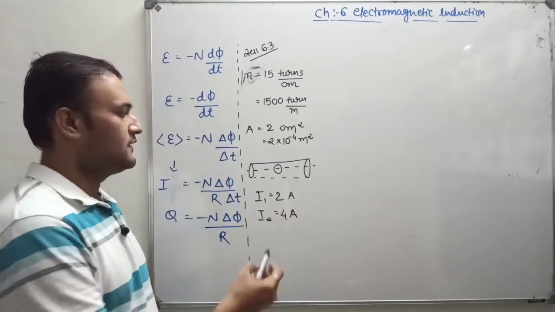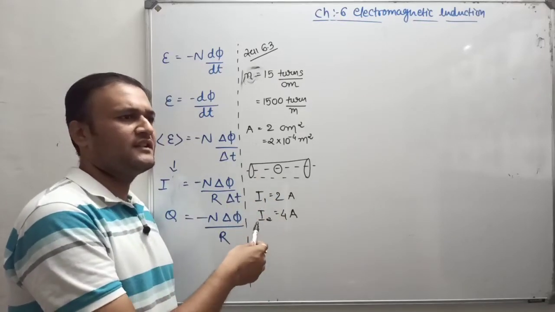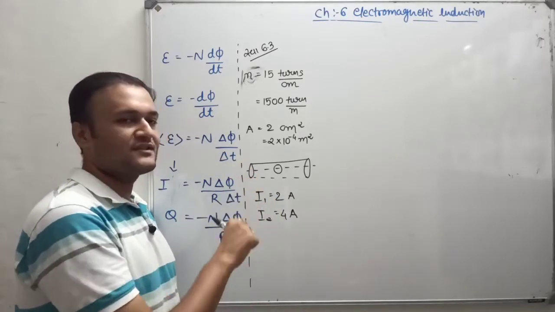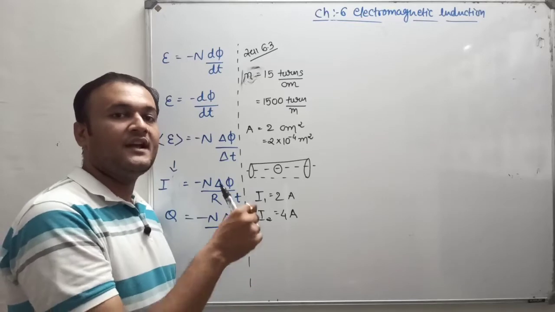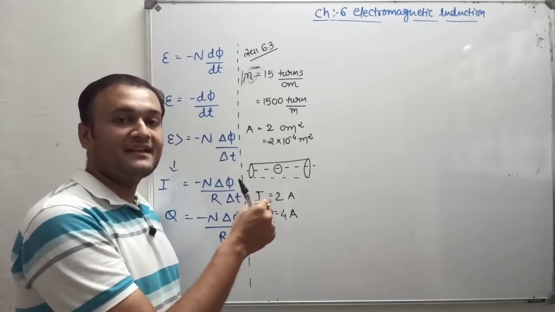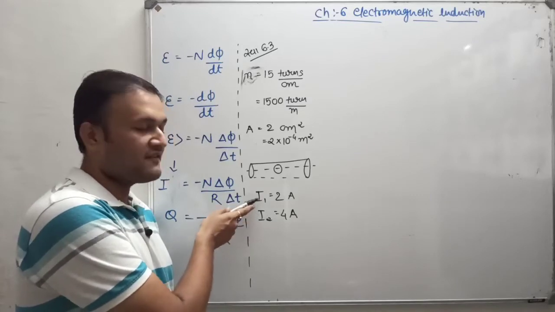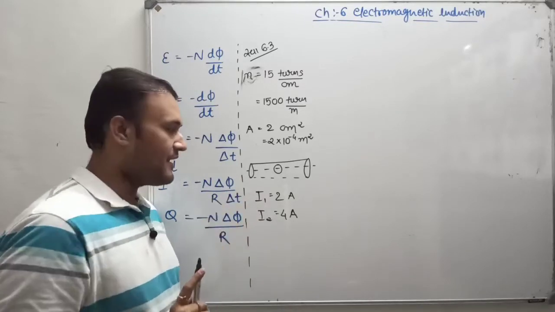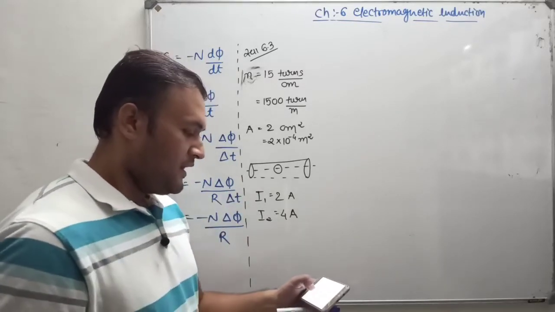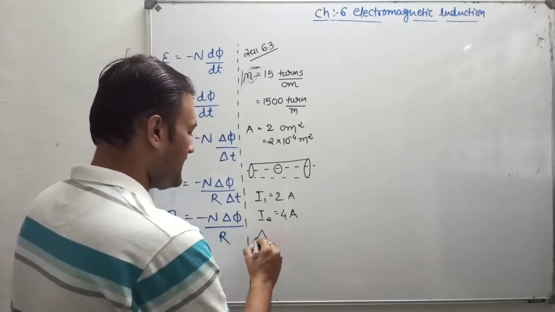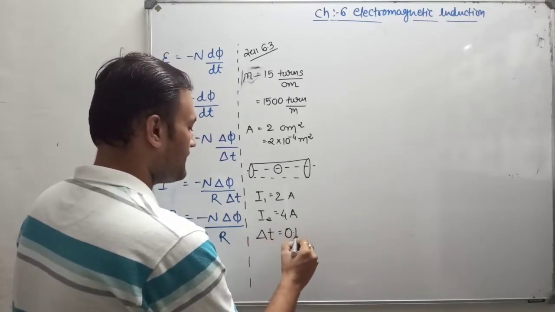When we put any type of sphere, any type of rod inside a solenoid, we know that the permeability is increased, so the magnetic field will be increased. Magnetic field will be increased, current will be increased. Okay, keep this in mind for MCQs. In 0.1 second, delta t is given as 0.1 second.